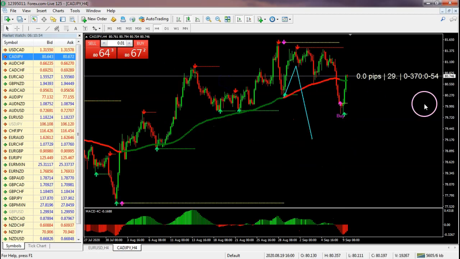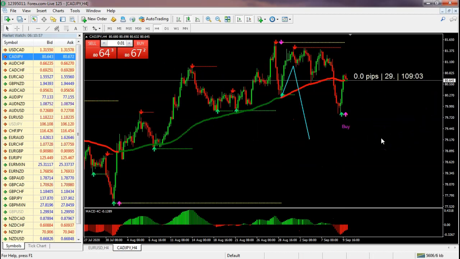CAD JPY. This one worked real good. I put this mark right here that the market was gonna go up, and then that the market was gonna come down, which it did. It went sideways right here for a day, maybe a day and a half, and then it started just raining down. Okay, so now we're going in.